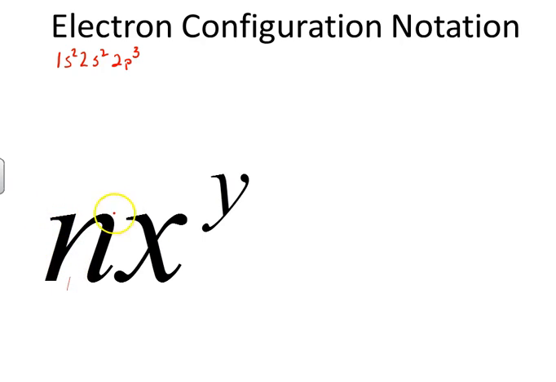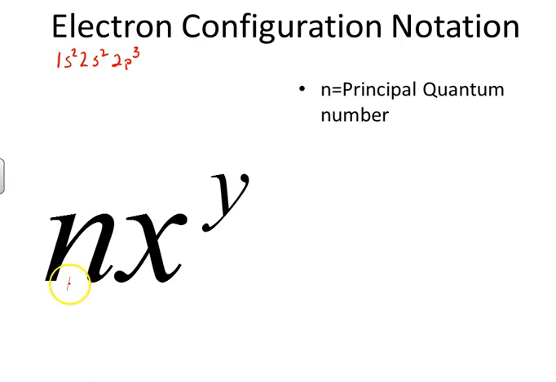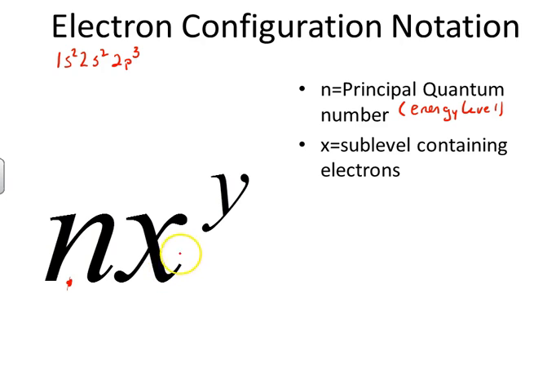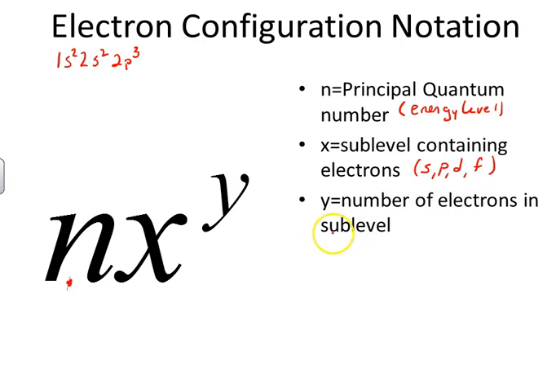Okay, so electron configurations take the notation of n, x to the y. This is not a mathematical notation, so to speak, although it looks like it. N here is the principal quantum number. This is the energy level where the electron is going to be found. X is the sublevel that contains the electrons. That can be s, p, d, or f, depending on the electron. And then y represents the number of electrons in the sublevel. And it's important to know that s can hold up to 2, p up to 6, d up to 10, and f up to 14. These are max numbers.